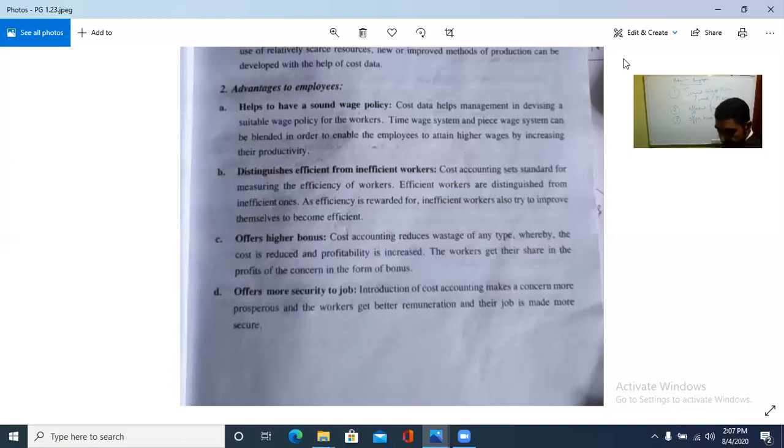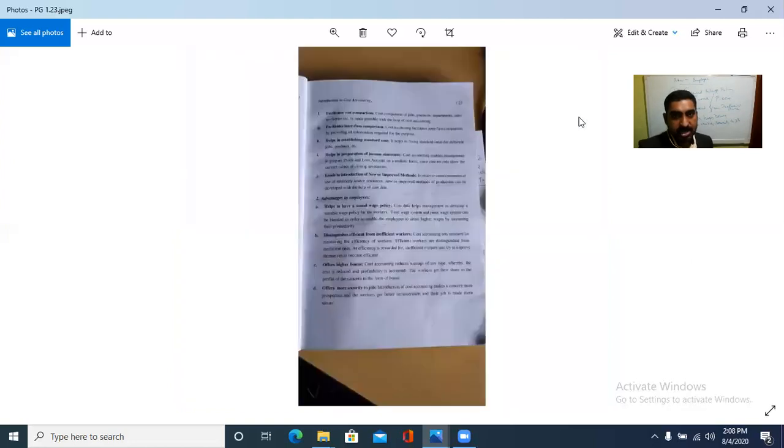That is offering high bonus. And also next point, offers more security to job. Introduction of cost accounting makes a concern more prosperous and the workers get better remuneration and their job is made secure. So what happens when a person who is working lazily looks at the efficient workers? They may get improved. Based on such improvement, they are getting motivated and they will get higher bonus, higher salary, and thereby their job is more secure. Better remuneration is getting, so that their job is more secure. So this is the fourth point, advantages to the employee.